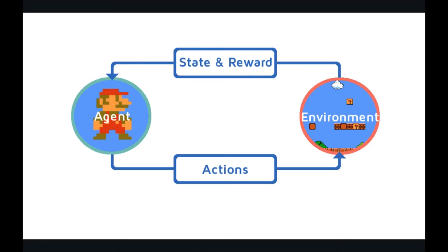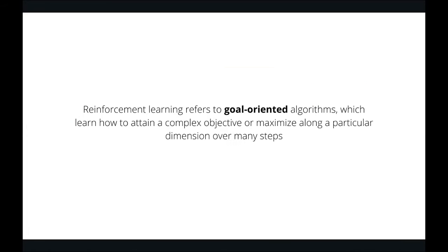This is the concept of reinforcement learning, through which humans perform actions in an environment to which they get rewarded, either positively or negatively, and eventually move into a new state. And if we look at the definition, reinforcement learning refers to goal-oriented algorithms which learn how to attain a complex objective or maximize along a particular dimension over many steps. But the key here is the goal orientation.